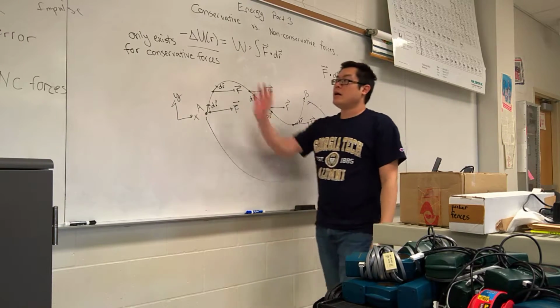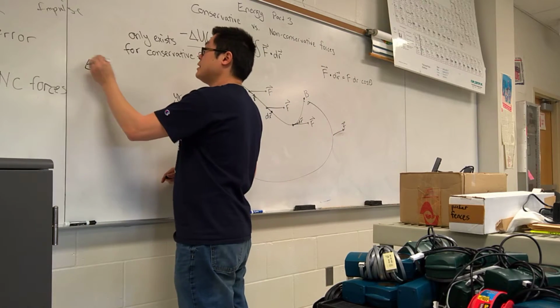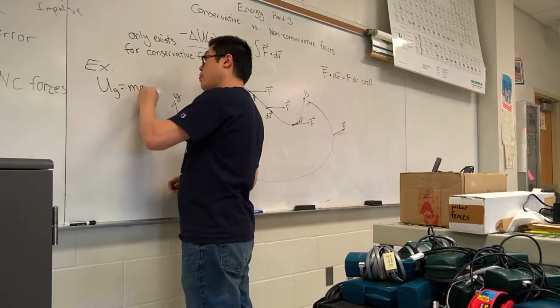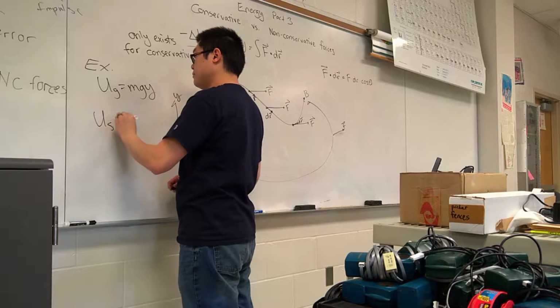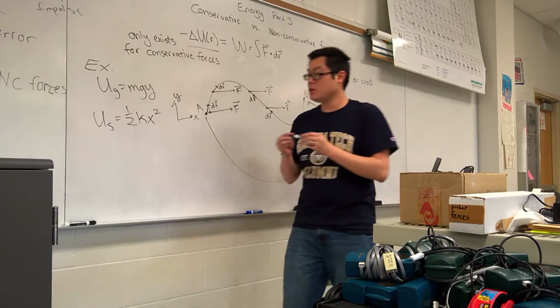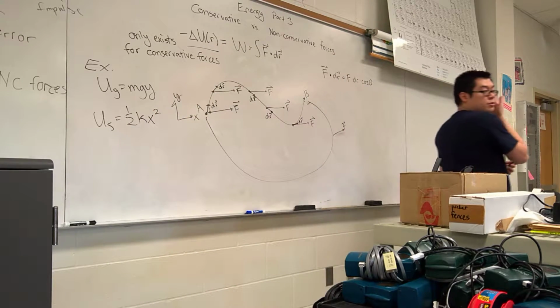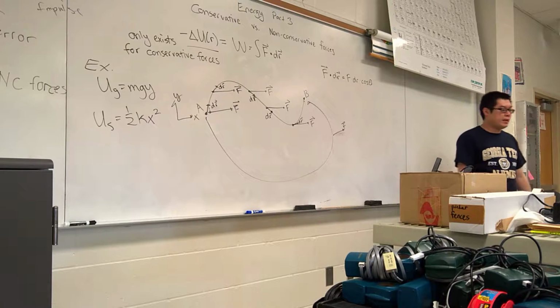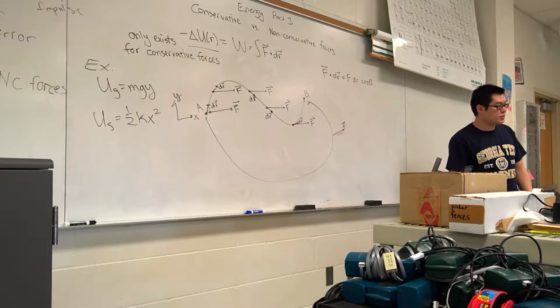So for now, let's look at a couple examples. The examples that we have for conservative forces are gravity and the spring. For now, these are going to be the important ones that we'll use. And then later on, as we expand our models for different forces, we'll add them.